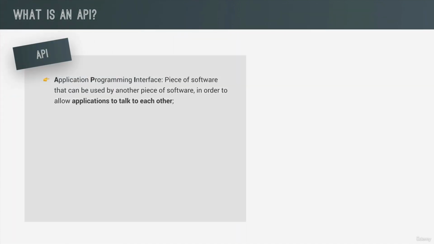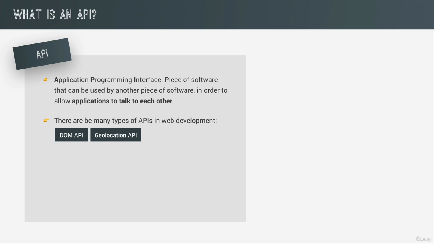So first of all, API stands for Application Programming Interface. Now, in general terms and on a very high level of abstraction, an API is basically a piece of software that can be used by another piece of software in order to basically allow applications to talk to each other and exchange information. And that's true not only for web development and JavaScript, but for programming in general. Now, in JavaScript and web development, there are countless types of APIs, like the DOM API or the geolocation API that we have been using.